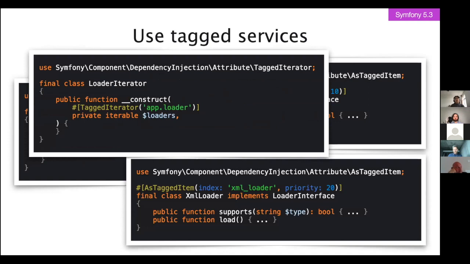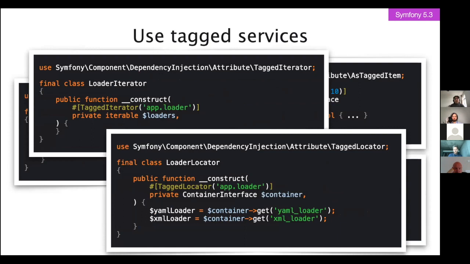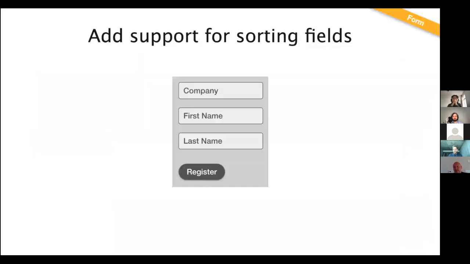And they will, of course, based on the priority, be injected here in a specific order in this loader iterator. Or if you have a locator, you can access these services by using the index names. So there's much less configuration needed for injecting tagged services in your custom services, which I actually quite like. Okay, that's what it was about attributes. I still have some more slides before Marco will take over.